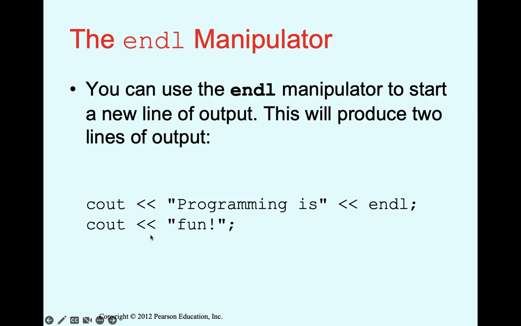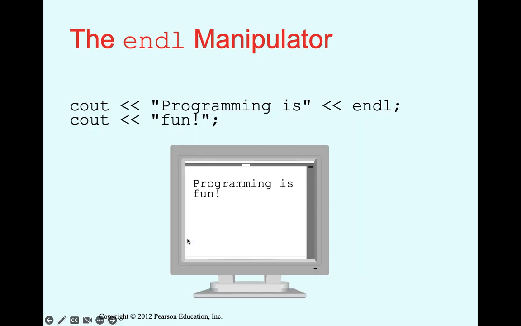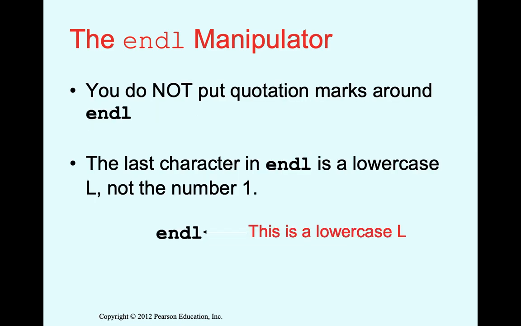So this will make the output in just two lines. This is the output of these two lines. You don't put quotation marks around endl, because if you put quotation marks, it will print "endl". But I don't want to print endl, I just want to make a new line. The last character in endl is a lowercase l and not 1, because sometimes they look similar.